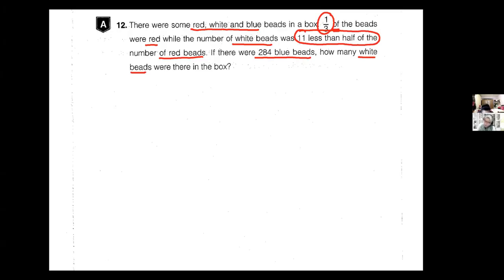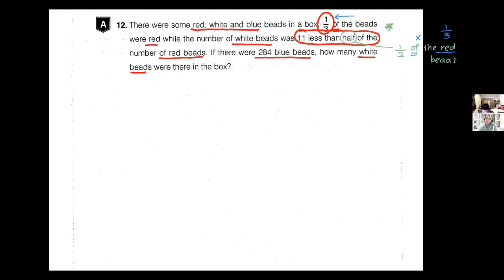So I want to bring you back to that important thing here first. That portion is very important because they say that the number of white beads was 11 less than half. Half means 1/2 of the red beads, right? So I want you to understand the word "of" here means times. The red beads, I know from the start, the red bead is this much, which is 1/3.